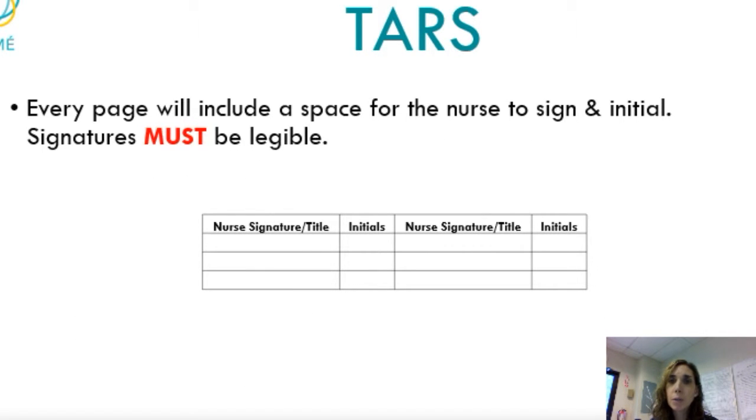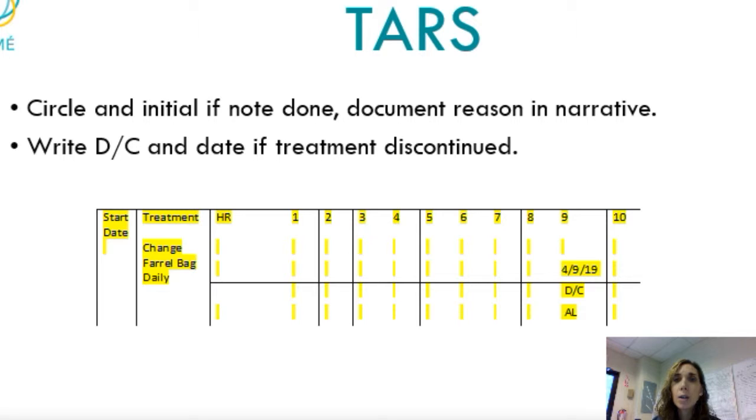Every page must include a space for the nurse to sign an initial, and signatures again must be legible. Each page has this little box you need to sign with your title and put your initials. So again, if you are discontinuing a treatment or an intervention, you need to use your yellow highlighter, shade it in, write your date, write it's discontinued, and your initials. If a treatment is not done, circle an initial if not done, and document reason and narrative.